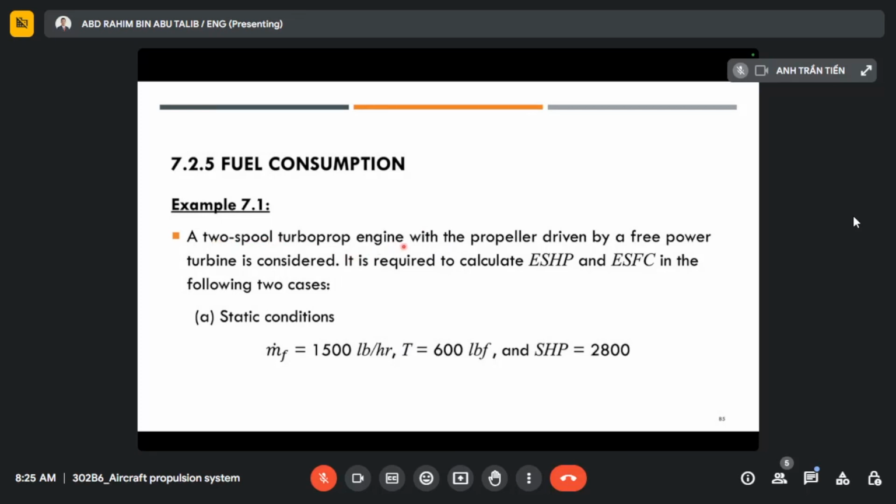So the two-spool turboprop engine with the propeller driven by a free power turbine is considered. In this particular case, it is required to calculate the equivalent shaft horsepower, ESHP, and the equivalent specific fuel consumption, ESFC, in the following cases. One is the static condition. Given that the mass flow rate for the fuel is 1,500 pound per hour, the thrust is 600 pound force, and the shaft horsepower is 2,800.